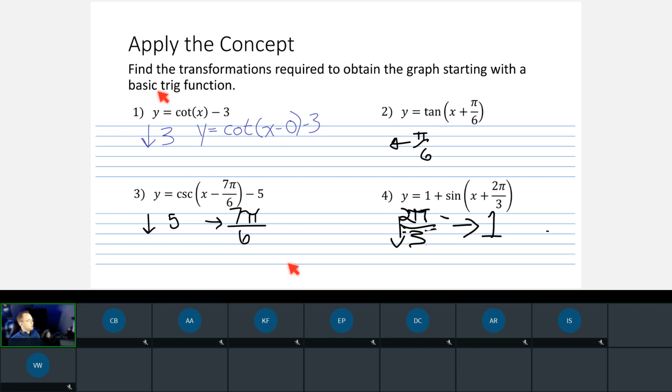All right, let's take a look at these. Number 2, do we all agree with left pi over 6? I got yeses. Yes, sir. How about, yeah, wait. Oh, someone said wait. Hold up. Hang on.